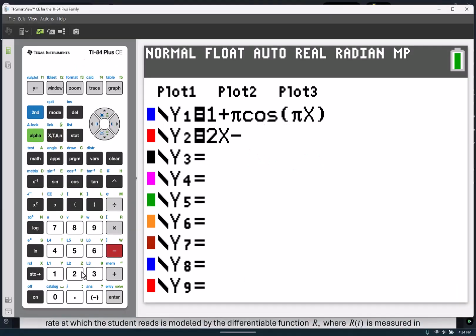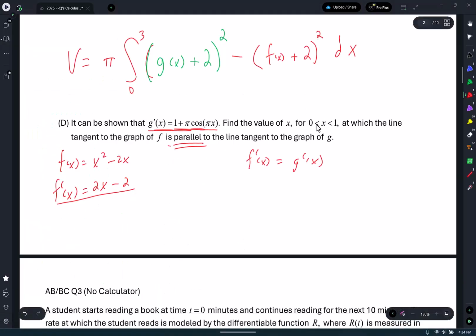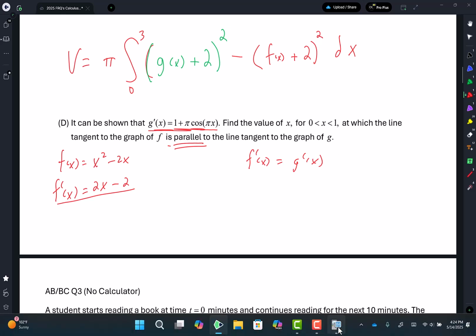2x minus 2. All right. Did they give me bounds or anything? Yeah, look, between what? 0 and 1.